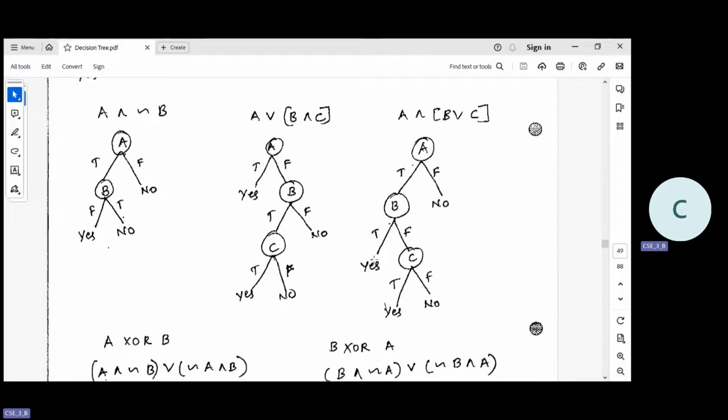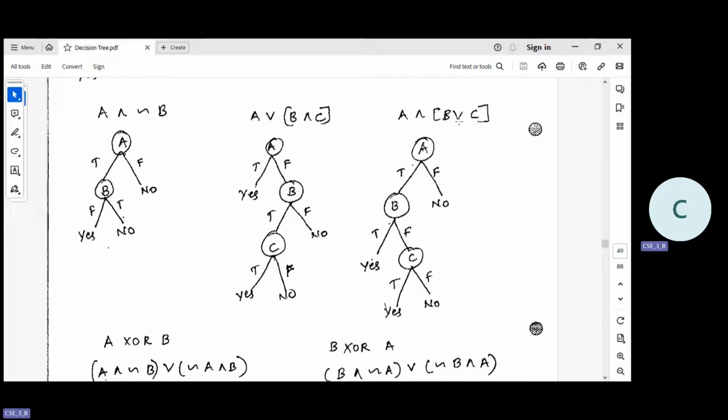Node B. Then we are checking when B is true, you can see A is true, then B is true, so we have taken this decision as yes. That is in the B or C condition also, when B is true, the entire result is true. Similarly, when B is false, we are verifying C. So C is what? True.